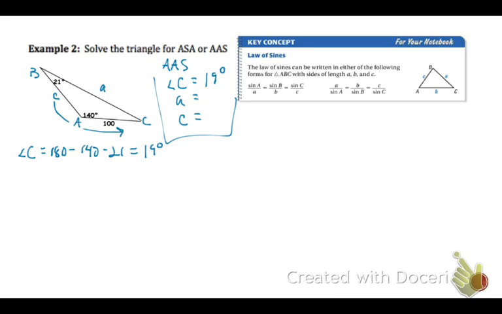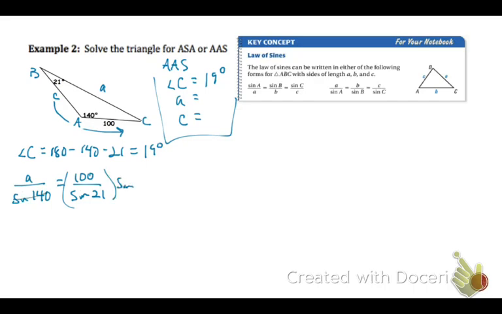And then I can start with side A. So I'm going to set up my formula. I'm going to take side A and compare it to the sine of angle A. And then I'll look at what I was given. So I was given 100, which I decided is side B. And I'm going to compare that to the sine of angle B. And then you'll just do the same as before.